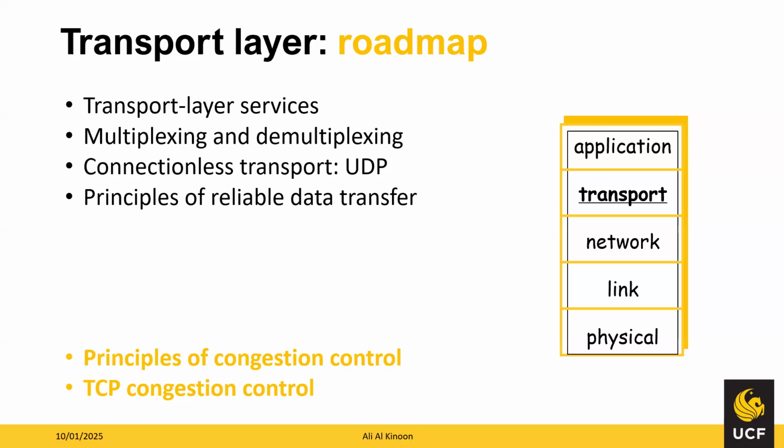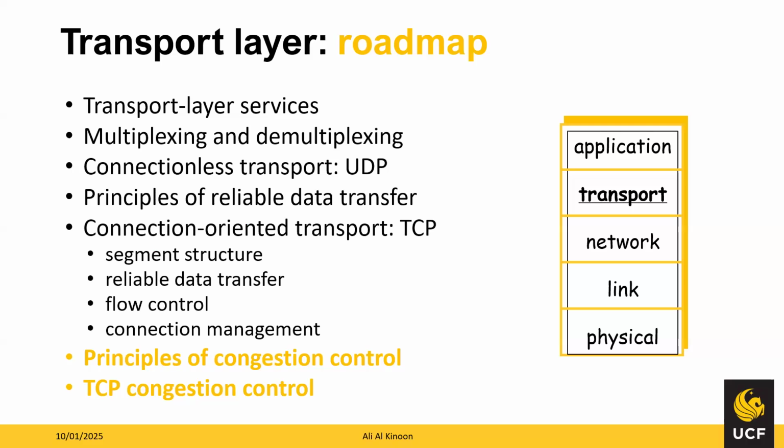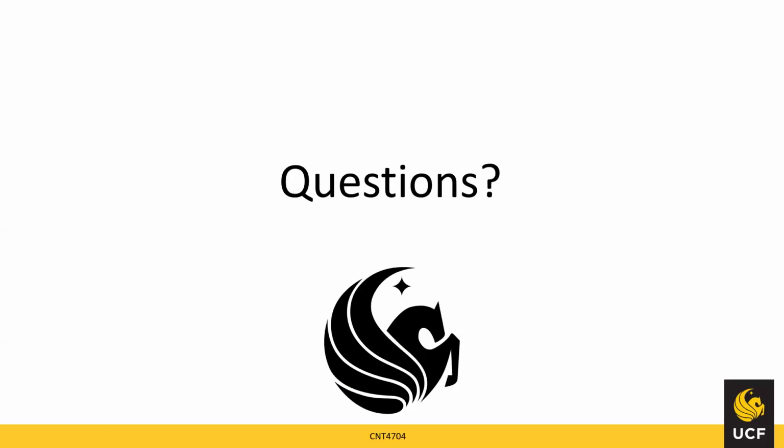So to wrap up the transport layer, we have two more things to talk about: the principles of congestion control and TCP congestion control. Those are the last two things that we need to discuss. It's going to be the same idea as before: we talked about the principles of reliable data transfer, then we talked about TCP, and now we need to talk about the principles of congestion control and TCP congestion control. So that is that.